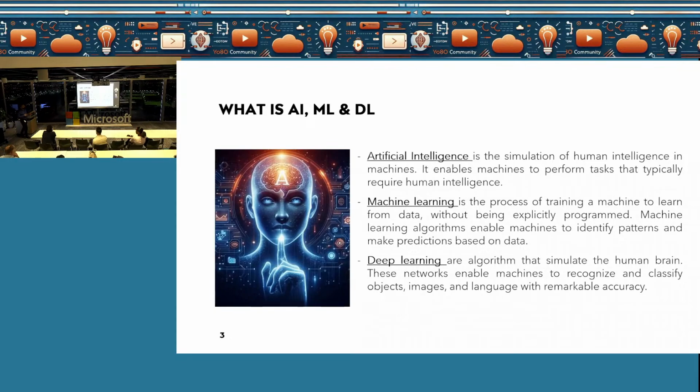So, for example, the superset is AI. Then under that is ML. Under that are deep learning algorithms. Okay. And under that, now we have generative AI.